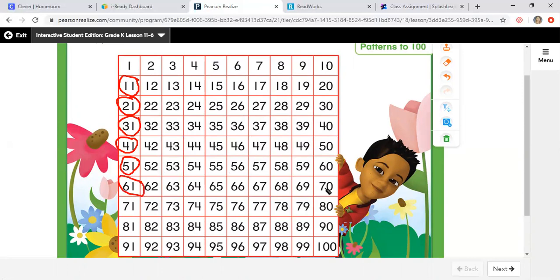61. What comes after 70? 71. What comes after 80? 81. And last one, what comes after 90? 91. All right, so what do we notice about this?